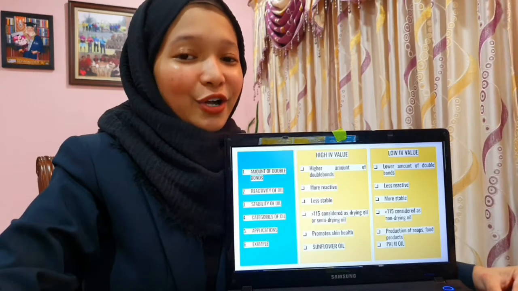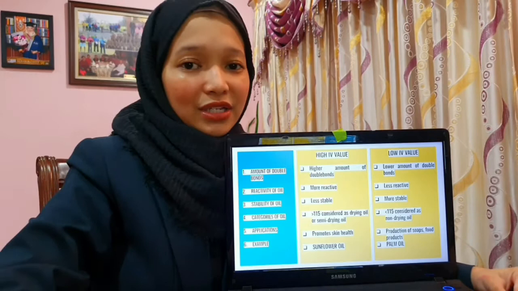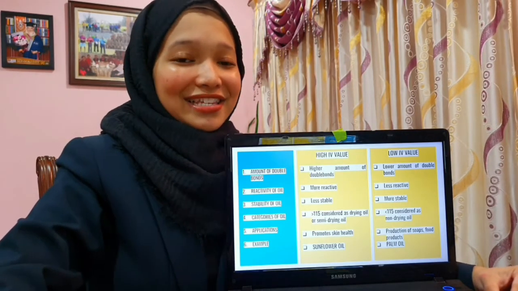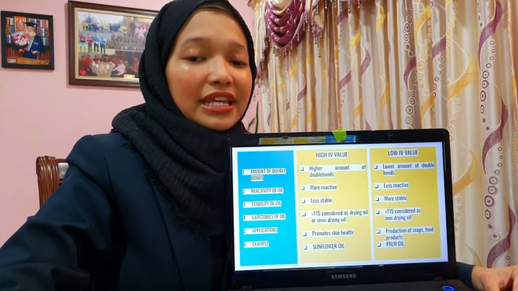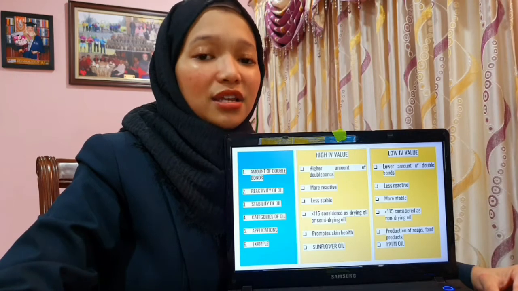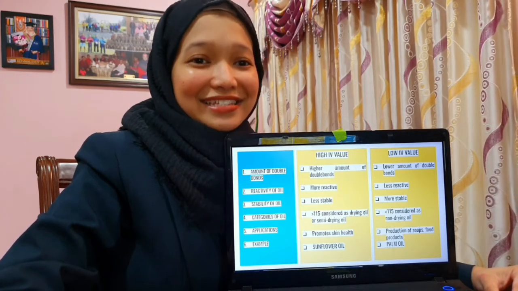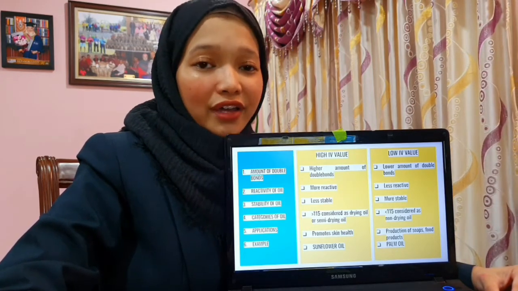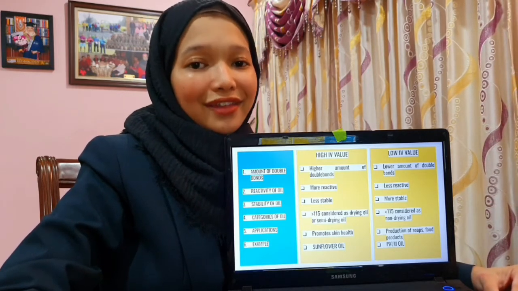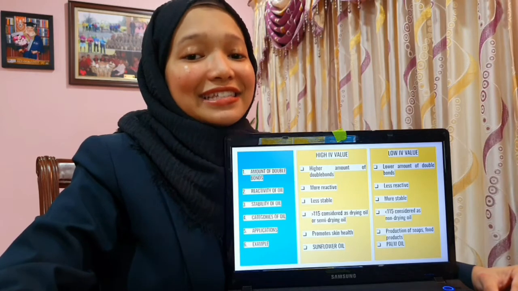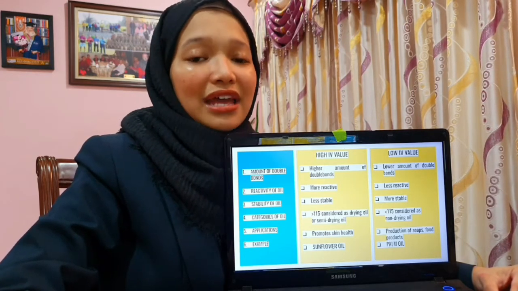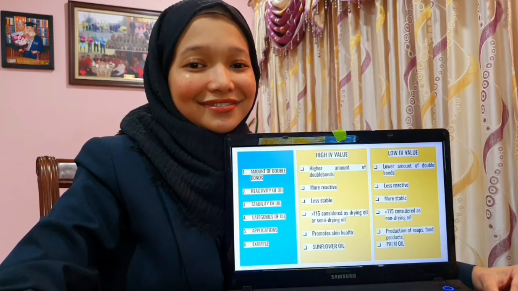So, I did a comparison table between high iodine value and low iodine value in terms of their properties. Firstly, the amount of double bonds in higher iodine value oil is greater than in lower iodine value oil. Secondly, oil with high iodine value is more reactive than lower iodine value oil. Thirdly, oil with higher iodine value is less stable than lower iodine value oil.